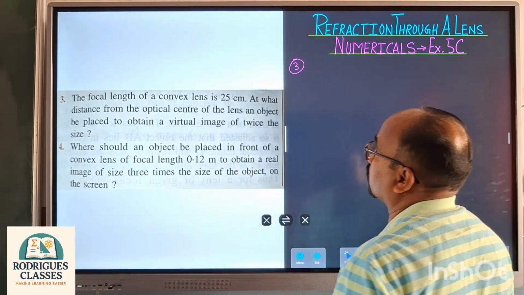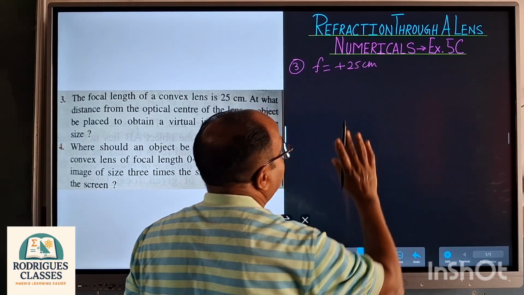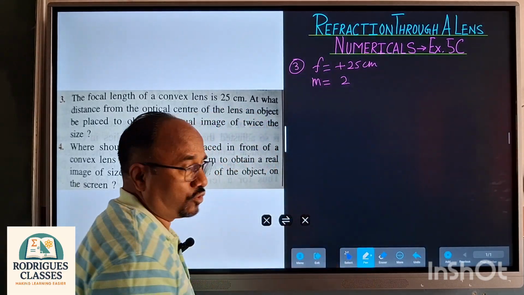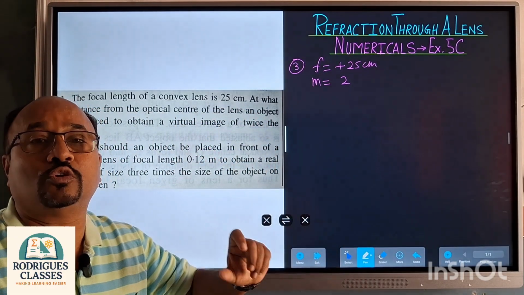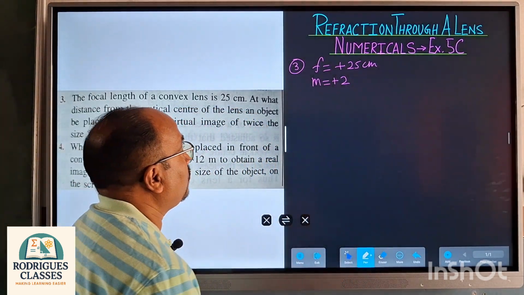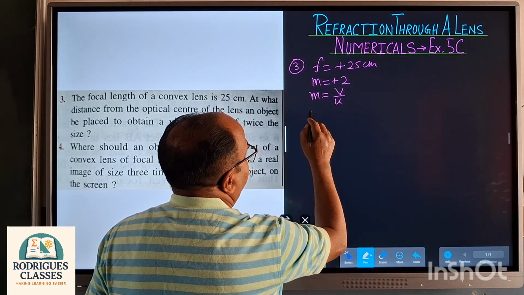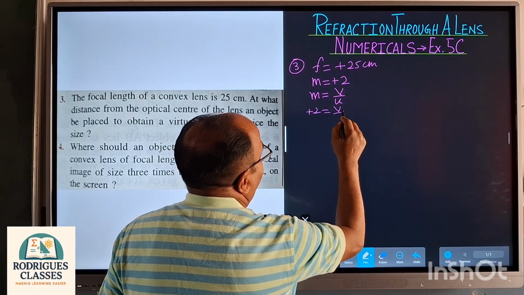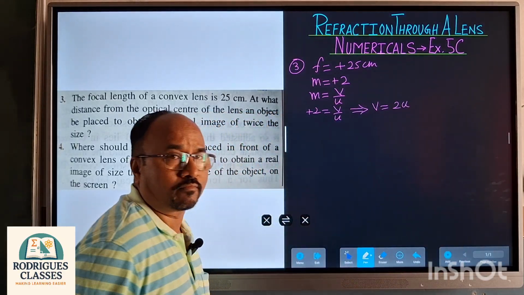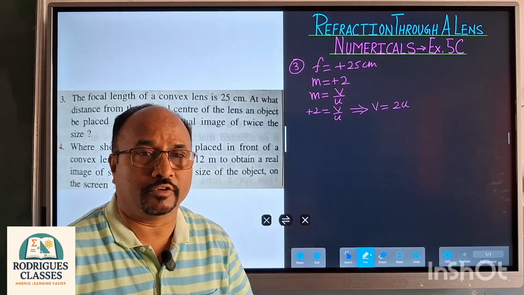First of all, the lens is convex, so f is equal to plus 25 centimeter. Now the magnification is twice, so 2, and because a virtual image is told, which is erect, I will write plus 2 here. Now I know the magnification formula is V by U. So here I will write plus 2 equals V by U, so I get V is equal to 2U. Because I have to find the object distance, I have found V in terms of U.